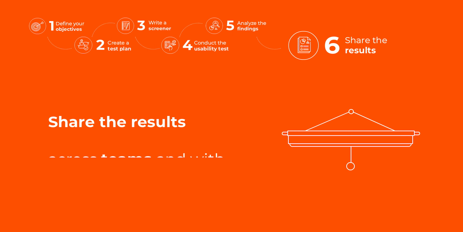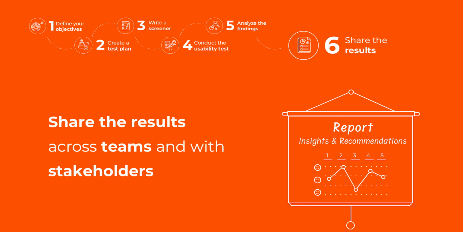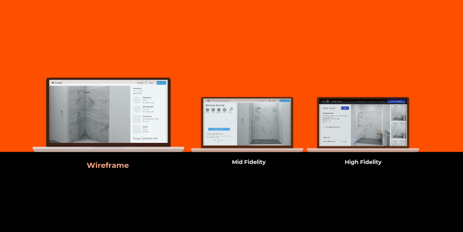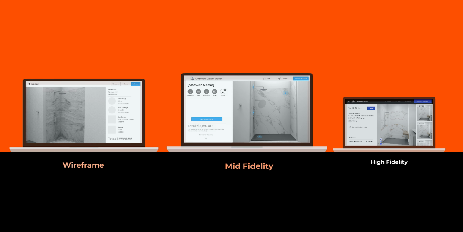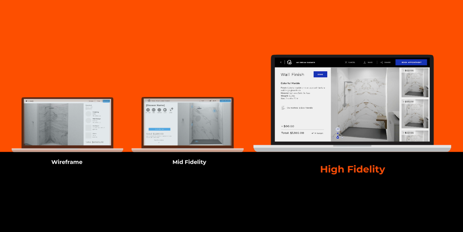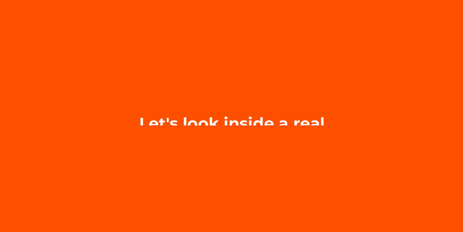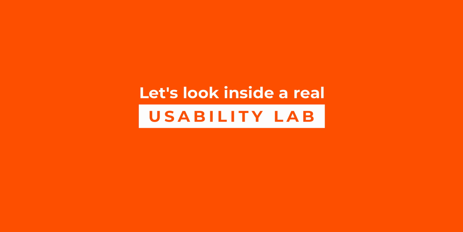Finally, you share the results across teams and with stakeholders in the form of a report, recordings of the sessions, or a presentation. By iterating on the design through multiple cycles of usability testing, refinement happens quickly. Using rapid prototyping in this way swiftly improves the design iterations without building working software, hardware, or other experiences. Let's look at in-person and remote usability lab setups and how they work.